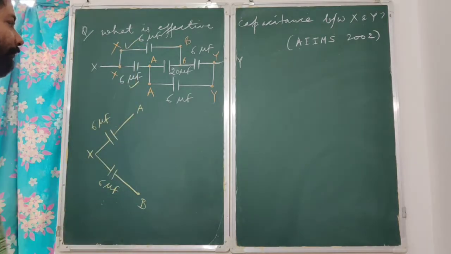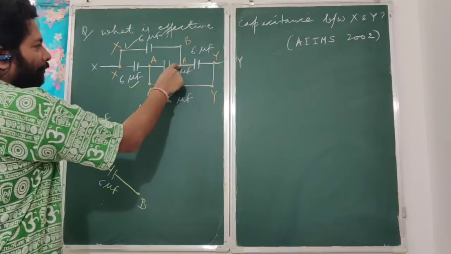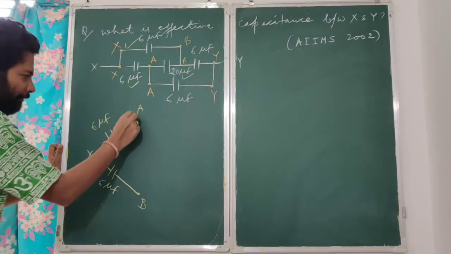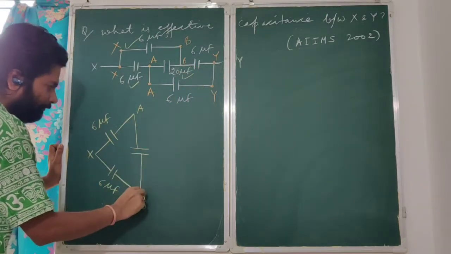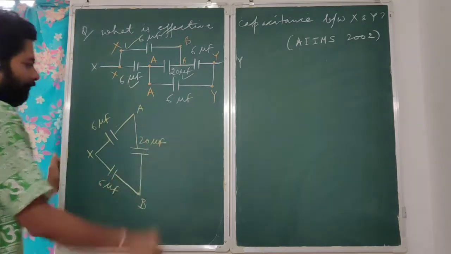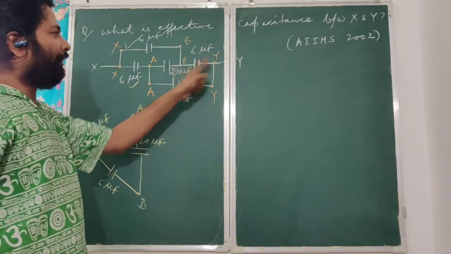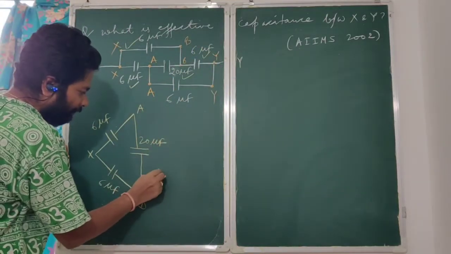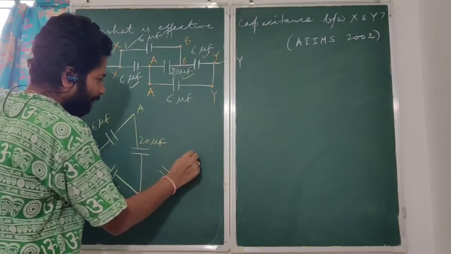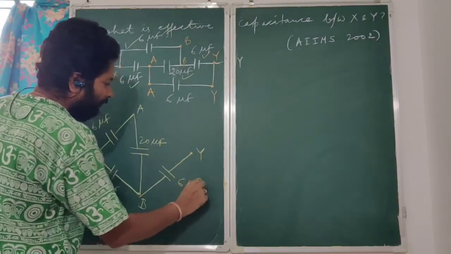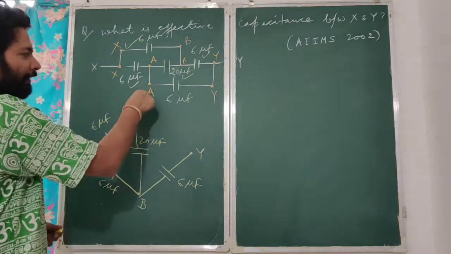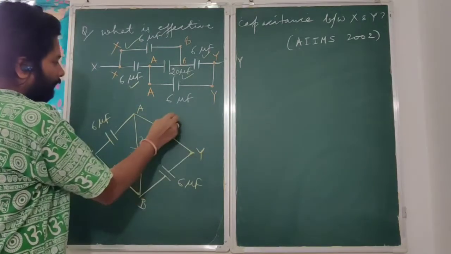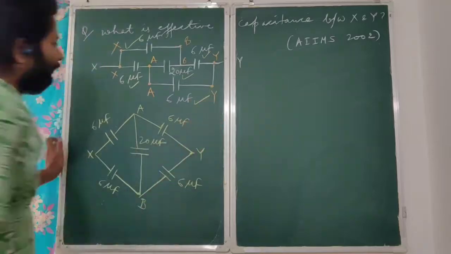Now I am going from A to a different point B. A to point B. What do I find? 20 microfarad. So let me go from A to B. What do I find here? 20 microfarad. Now I am going from B to Y. What do I find? 6 microfarad. So this also is done. Let us say this point is Y. So again I find the 6 microfarad. Now what is left? A to Y, 6 microfarad. We'll connect it. 6 microfarad. So this one is also taken into account.